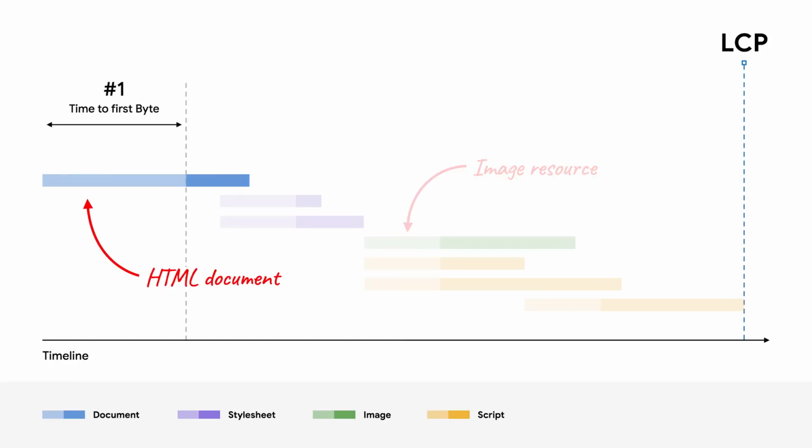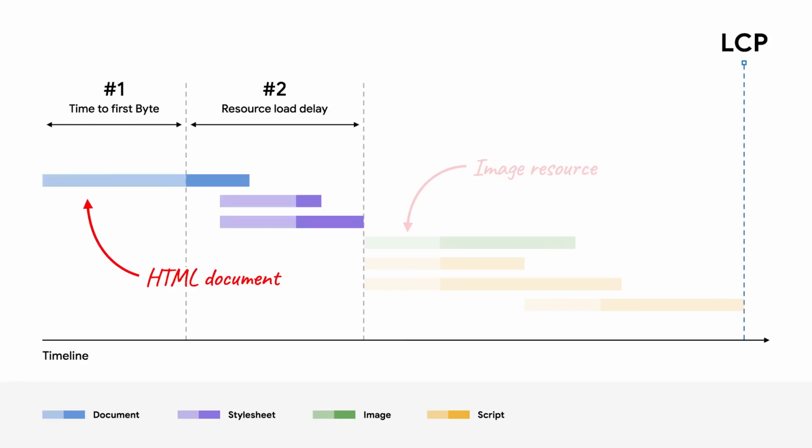The first subpart is the time from when the user initiates loading of the page until when the browser receives the first byte of the HTML document response. This is commonly referred to as time to first byte, or TTFB. The reason this time is important is it represents the first moment that the browser is able to start discovering additional resources that are needed to render the page, including the resource needed to render the LCP element, which we'll get to in a bit.